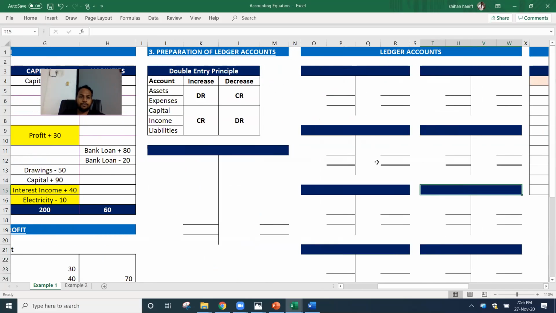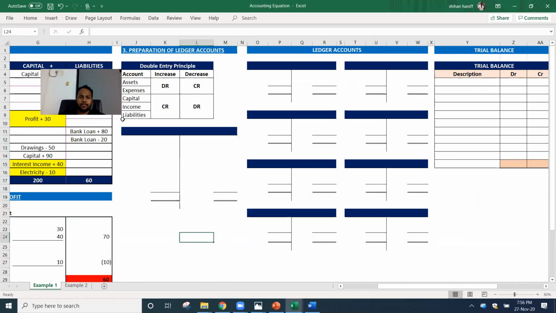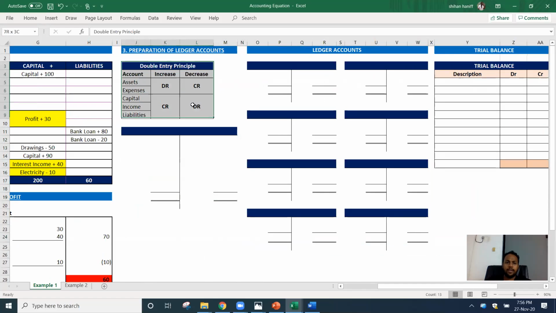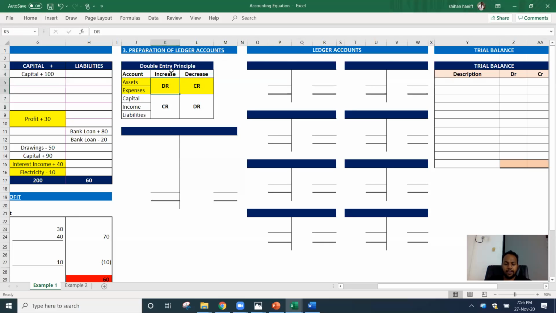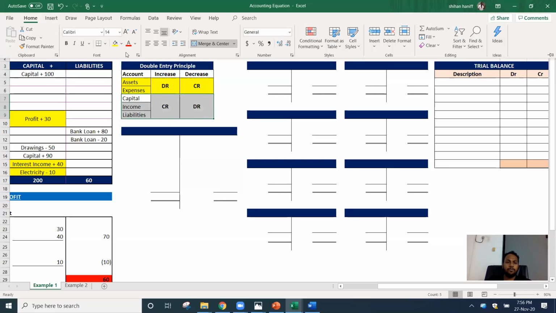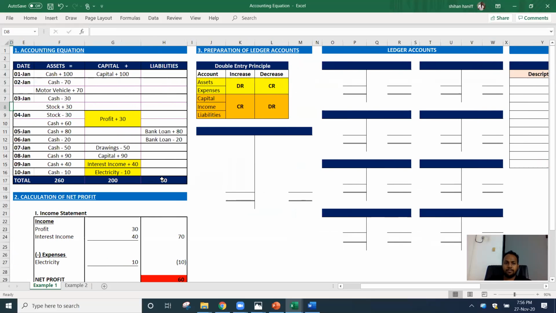Then we have to record them in the ledger accounts. We have to record the transactions in the ledger accounts using the double entry principle. So the double entry principle says assets and expenses increase debit, decrease credit. And capital, income and liabilities increase will be credit, decrease will be debit. So using the double entry principle, now we are going to record all these transactions in the ledger accounts. Right. So let's record the transactions.